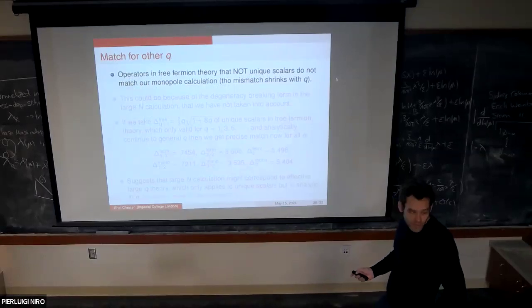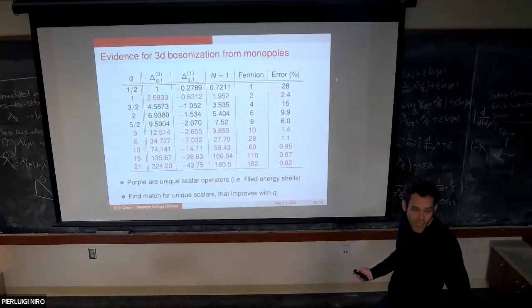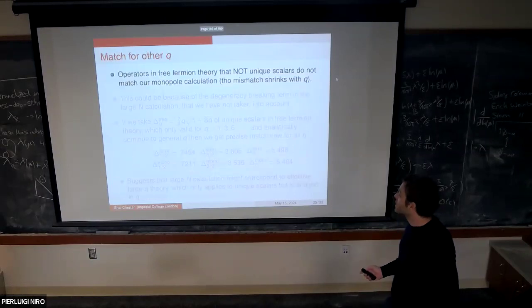Sorry, next question. Can you give an explanation of why for large Q here it seems to go better and better, but in the other case it was worse and worse? I don't know. It's a mystery. I'll have a couple comments about it though in the next slide.